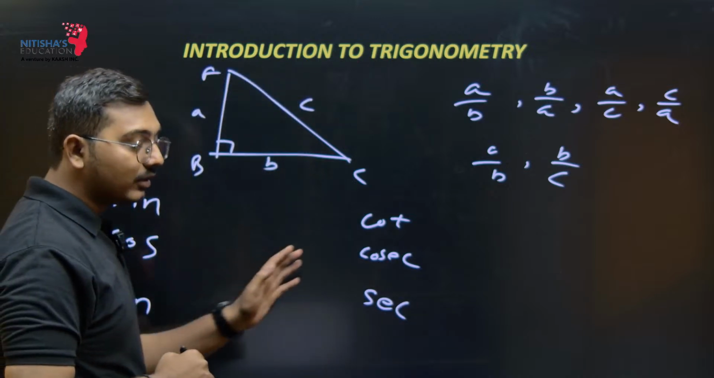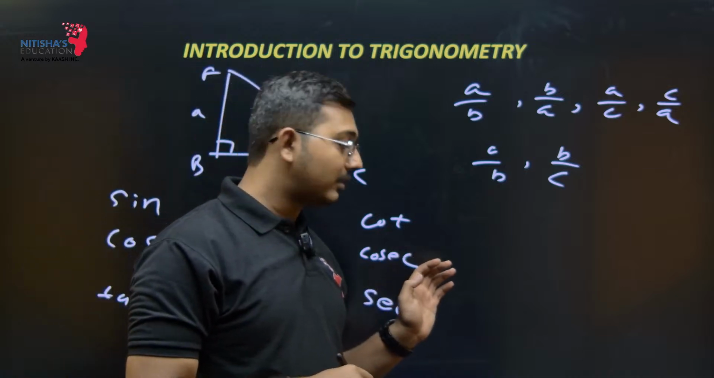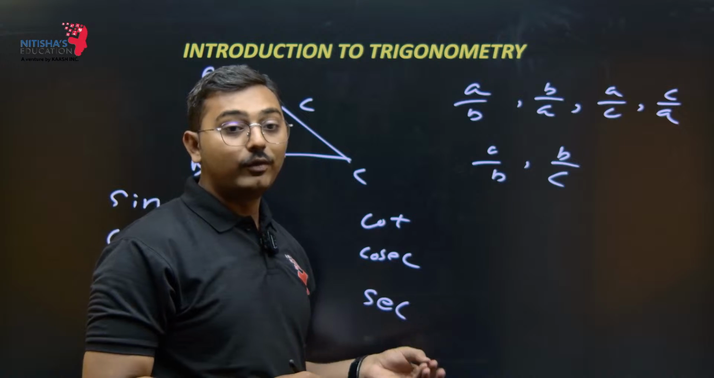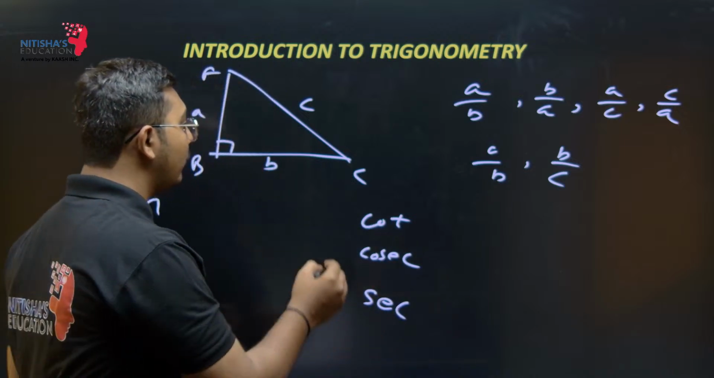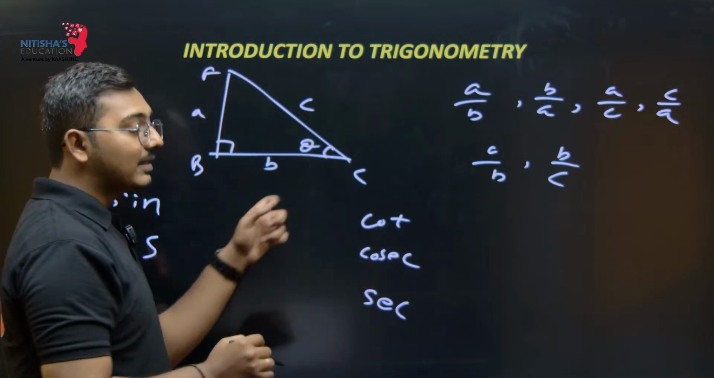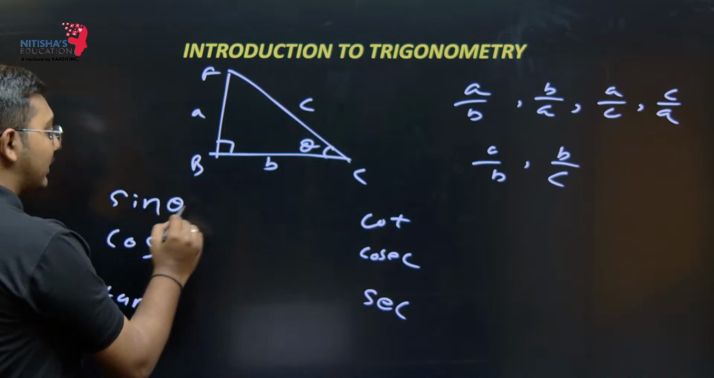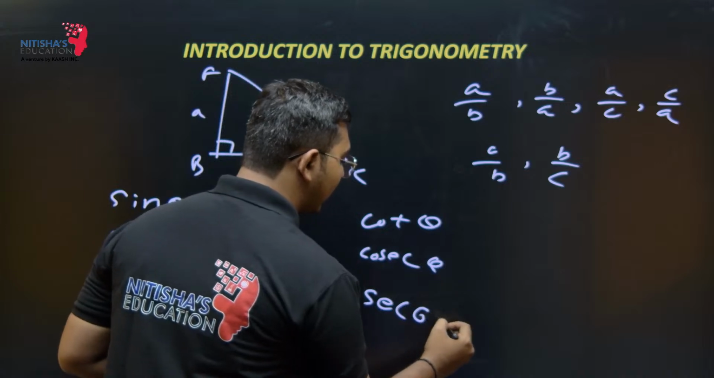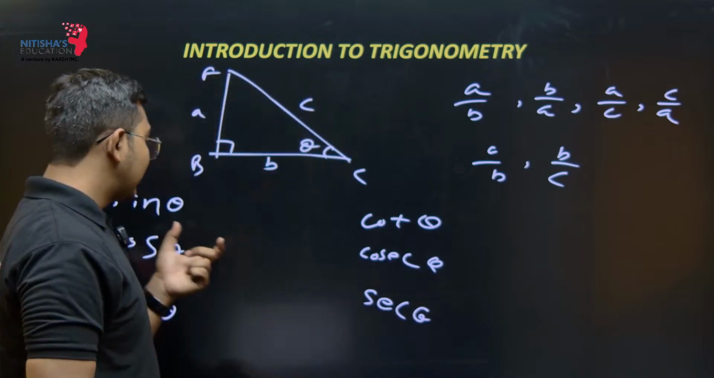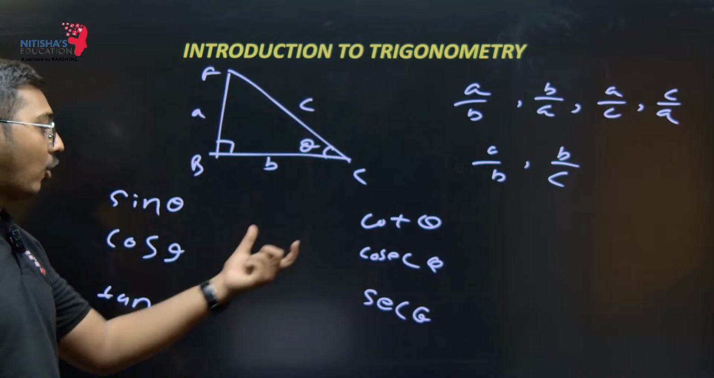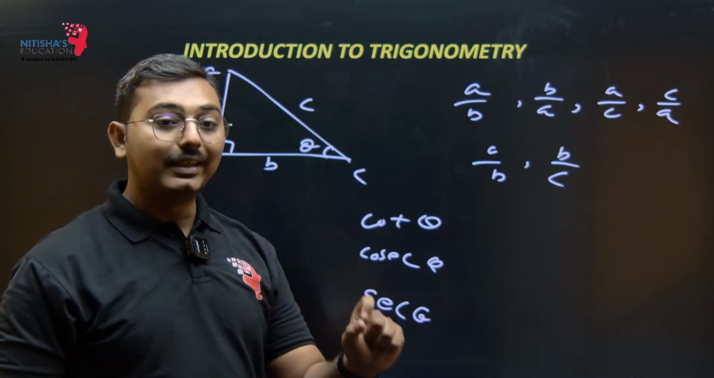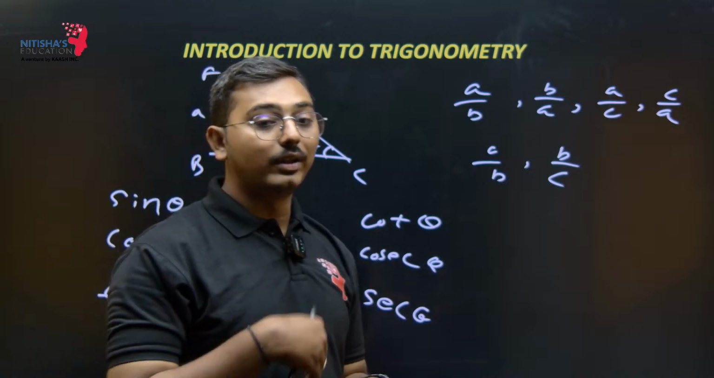But these are just the functions. What functions do they represent? What will we be substituting in these functions? It would be the angle. This angle is named theta. So these are the angles. Sine, cos, tan, cot, cosec, sec, all these six are the functions, and theta is the value that we are substituting in that function.